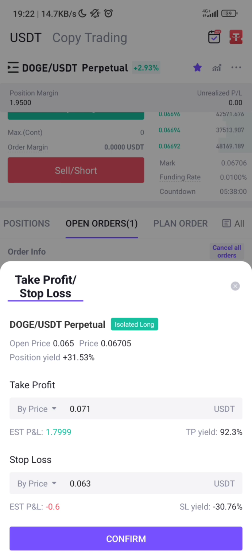So I'll be making 1.7, and this is the profit, this is the percentage I'll be making. That means I'm making almost 100% of my capital back just with this trade. So you can see this is the sweetness of futures trading.